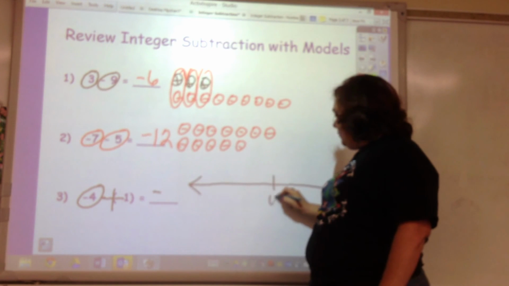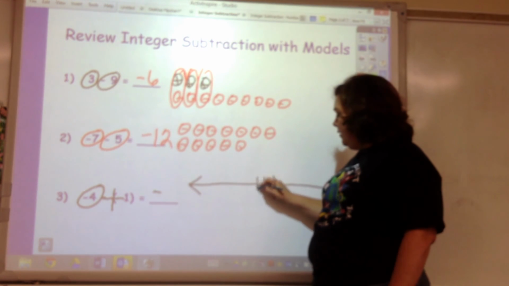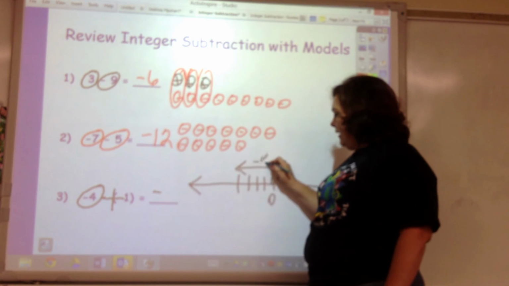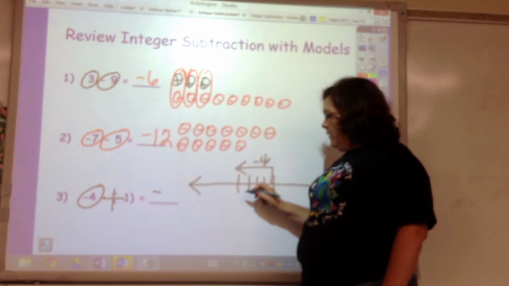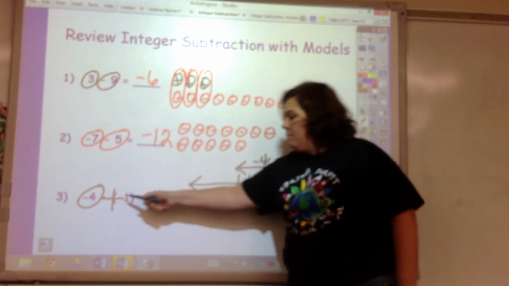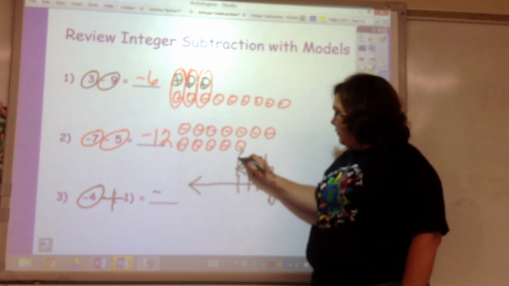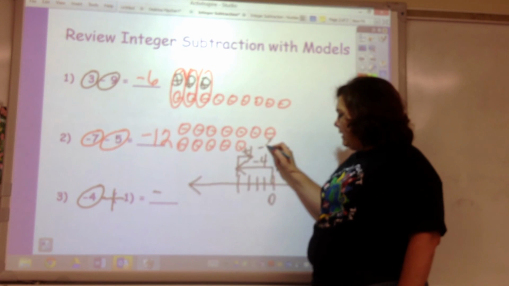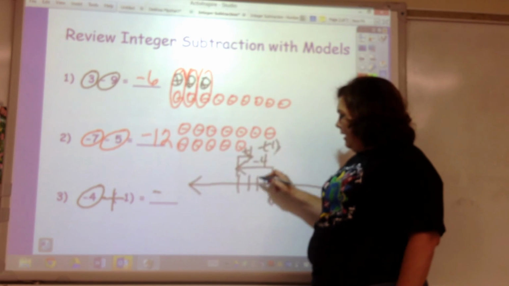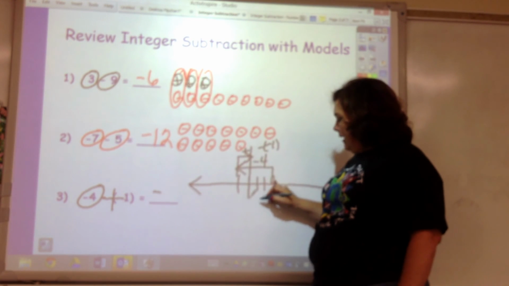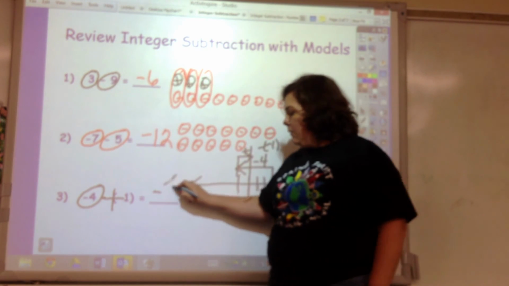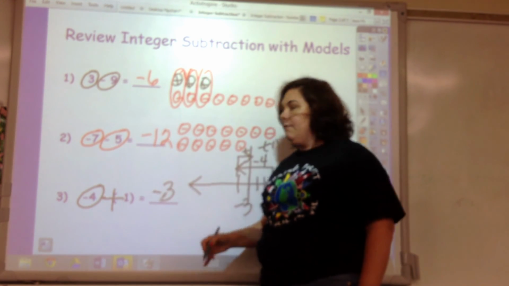I'm going to start at 0, and I'm going to go 1, 2, 3, 4 to the left because it's negative. And so that's negative 4. And then I'm going to add 1 because this is positive 1. So the 1 needs to come this way, plus 1 or minus a negative 1. And that comes down, and that's 1, 2, 3, negative 3. So I was right, my sign is negative.